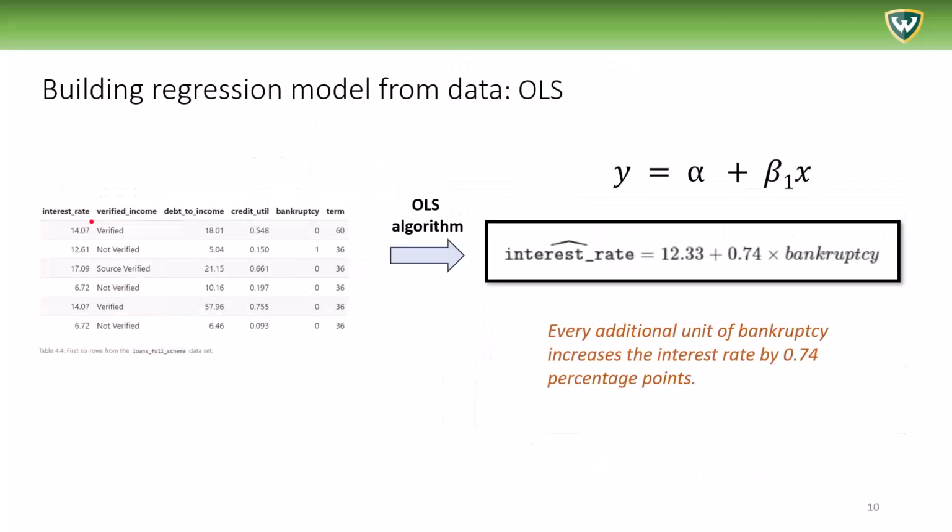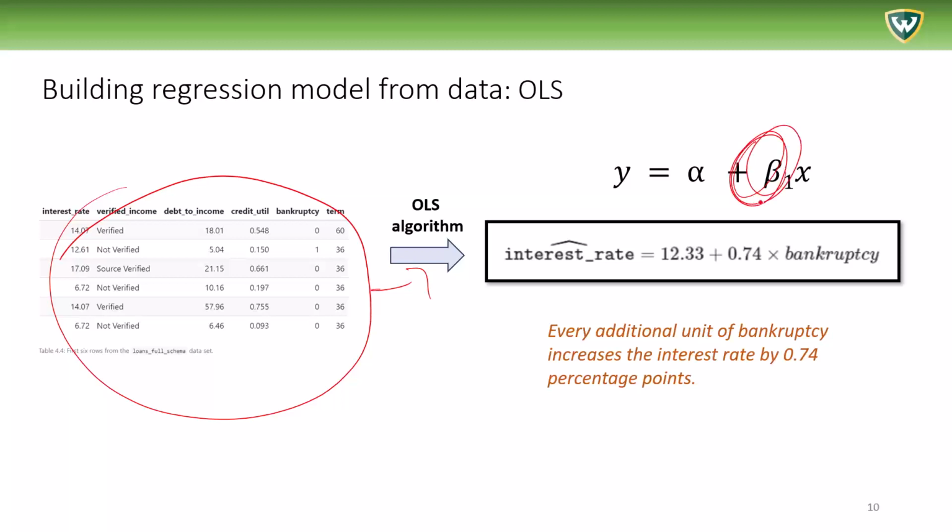What happens is we have the actual data. This is the actual data frame. The data set is here. We load it into the regression algorithm, and then what the regression algorithm does is give us the betas, the intercept, and the error rate. In this case, after we fed the data into it, we got a coefficient for the bankruptcy variable of 0.74, and that's a binary variable, so it's just 1 or 0. The way we interpret this is that every additional unit of bankruptcy increases the interest rate by 0.74 percentage points.